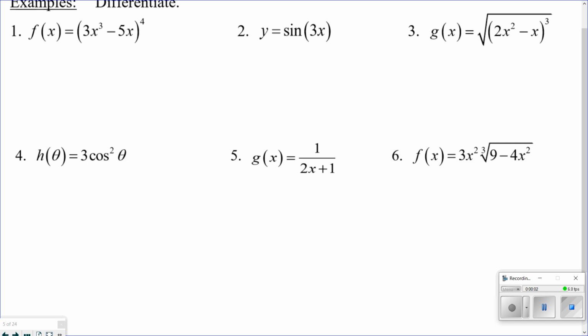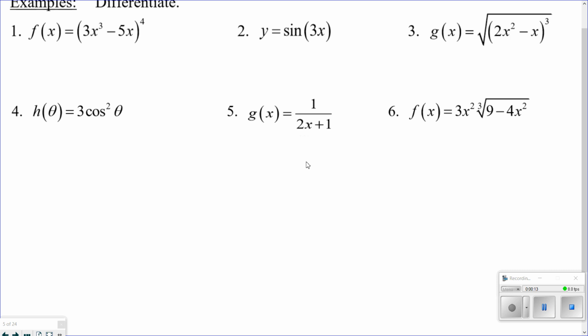So as I was going through this section today during class, I realized on number 6 that I'd made a mistake on the video I made. So I wanted to go through number 6 really quick and just make a correction on that. If you look at it, those two are multiplied together, so we have to use the product rule. First, I'm going to rewrite the radical as a power, and that's actually where I made the mistake.